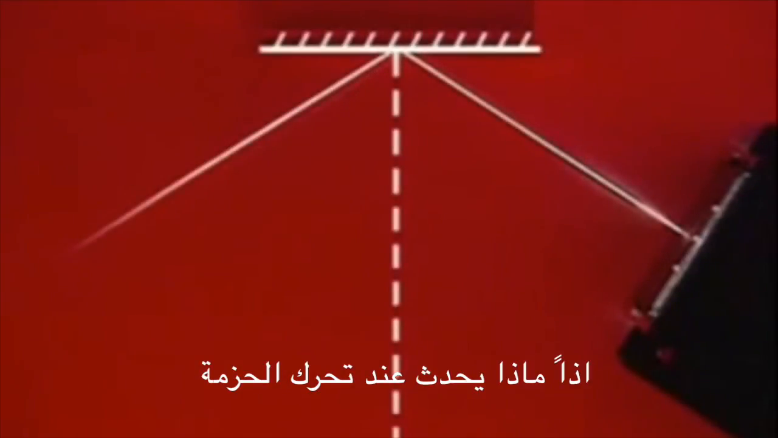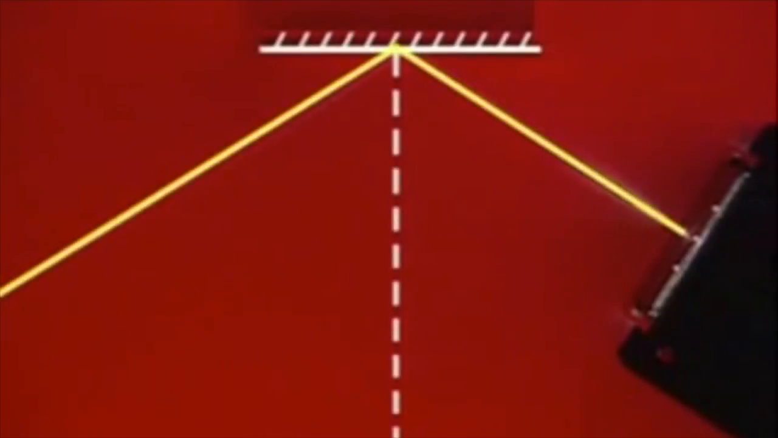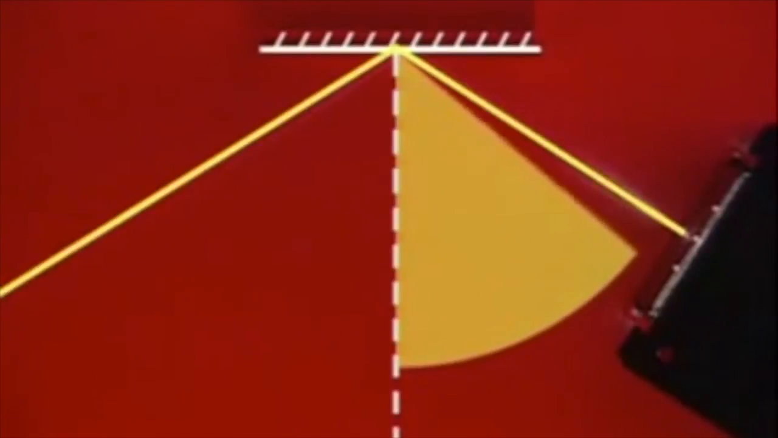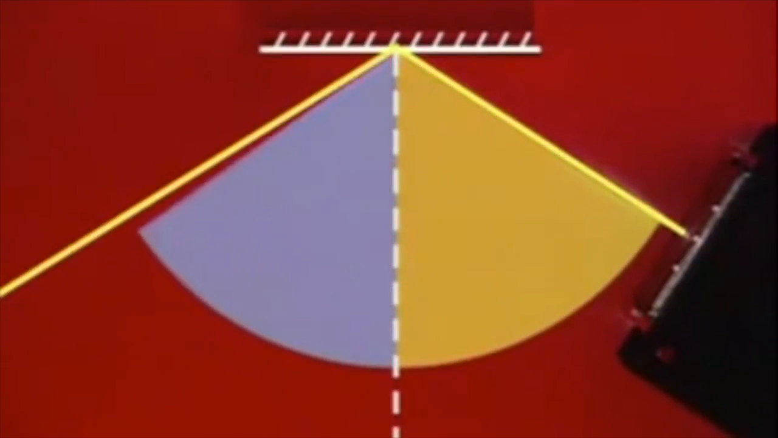So, what happens when the beam is moved? For each ray of light, the angles of incidence and reflection are always the same size. Light doesn't bounce off the mirror at just any old angle, which is why the dancer's reflection isn't always visible.